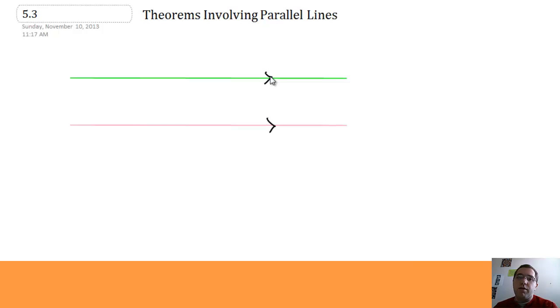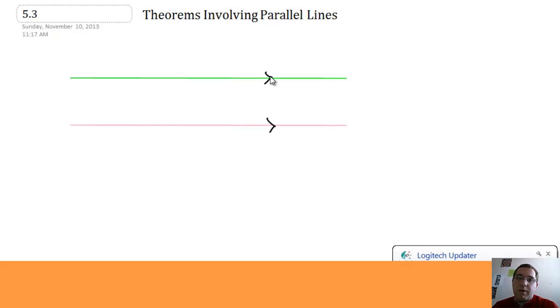This is section 5.3, Theorems about parallel lines. It may seem odd that we're going back to studying parallel lines when we did that back in chapter 2, but it makes sense that we're doing it in a chapter about parallelograms because parallelograms are quadrilaterals in which the opposite sides are parallel. So parallel lines have a lot to do with parallelograms.